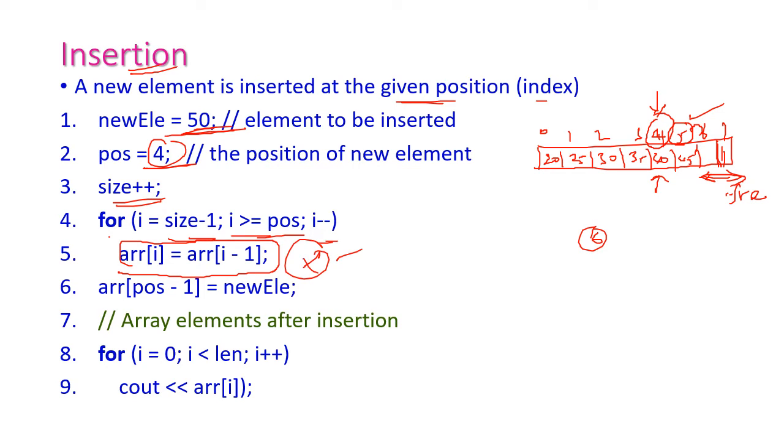This is very, very important. That means this data will be stored in this place. 45, which is previously in index 5, will be stored in index 6, and this 40 will be stored here. That means these two data items will be moved one position right. Hence, position 4 will be blank now. So, in this new position, the new element will be stored. That is, 50 will be stored in position 4.